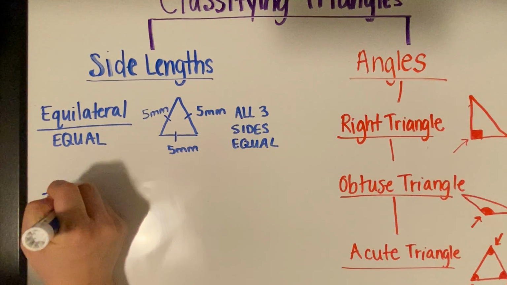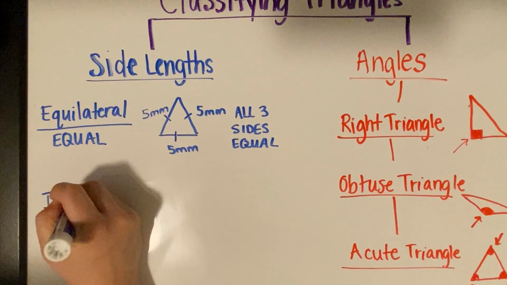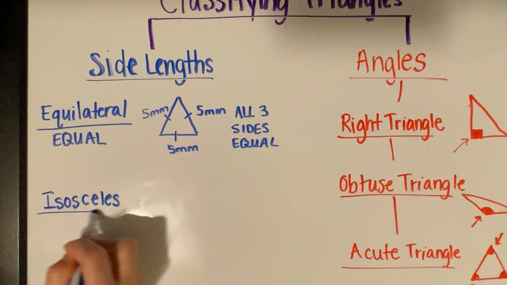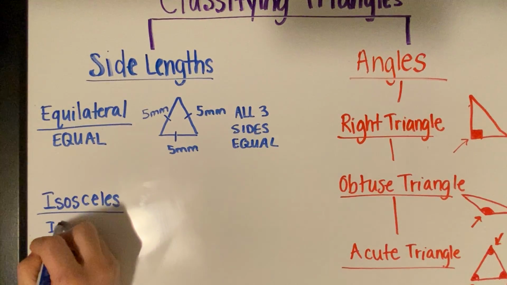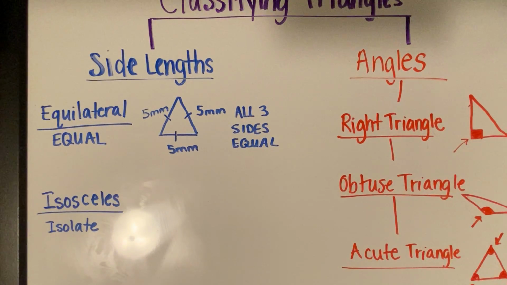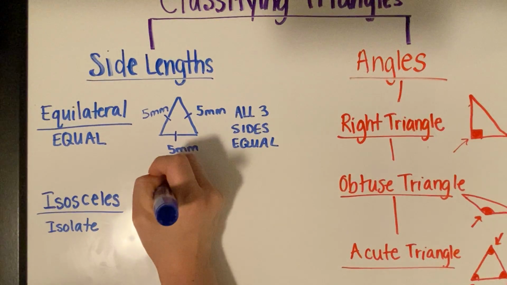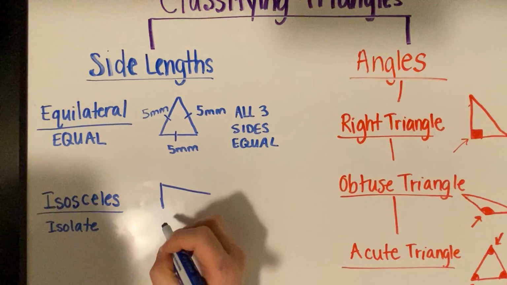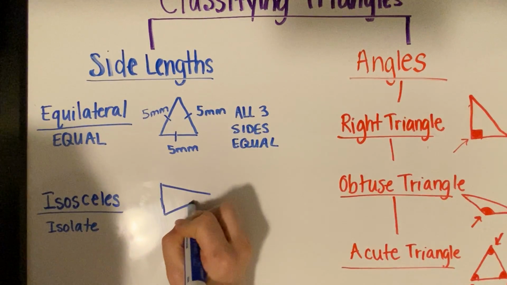isosceles. Now, the key word that I like to look for here is isolate. If you are feeling isolated, you are off by yourself in the corner, nobody's talking to you, you're all alone. Well, that's what happens in an isosceles triangle. And in an isosceles triangle, you have one side. Let's see if I could draw it. Hopefully my drawings are perfect.